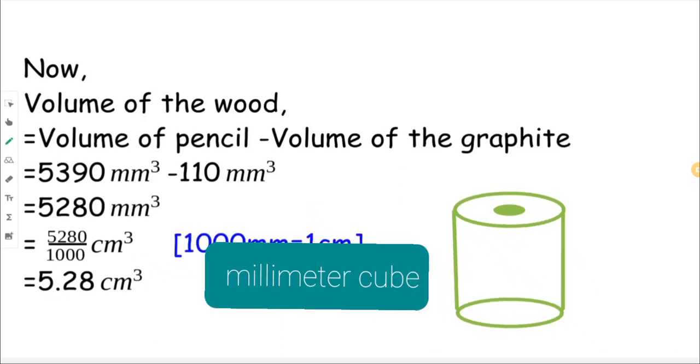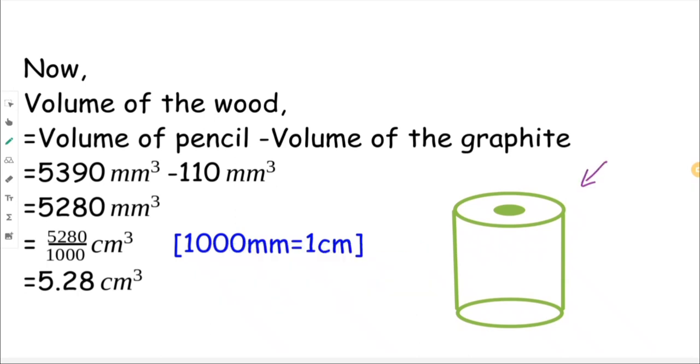Remember, they told us to find the volume of the wood. So this is the pencil, and how do I find it? Volume of the pencil minus volume of the graphite, the black one. So when we got both the values, 5390 minus 110, I'm going to get 5280 millimeter cube. But let us convert this millimeter into centimeter. Here we're going from smaller to the bigger, which means it will be division. So 1000 millimeter cube equals 1 centimeter cube, so divided by 1000, we'll get the volume of the wood to be equal to 5.28 centimeter cube.